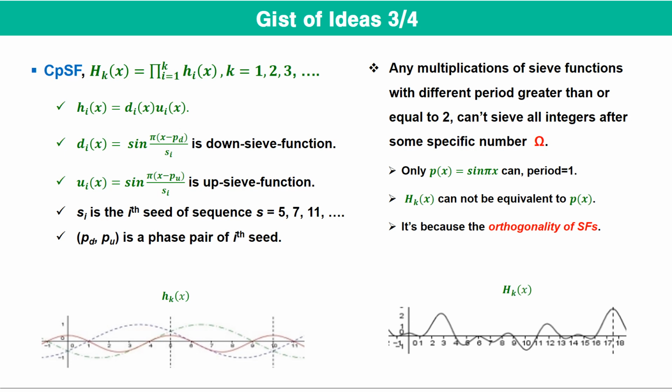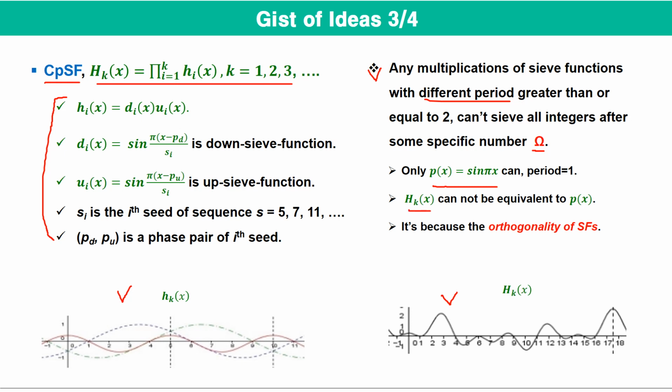Here we showed the CPSF again with these properties, and graphs are given here. The gist is that any multiplication of sieve functions with a different period greater than or equal to 2 can't sieve all integers after some specific number omega. Only px can do that.